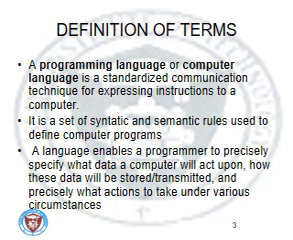Definition of terms. We are going to define what a programming language is. A programming language is a standardized communication technique for expressing instruction to a computer. You may also define it as a set of syntactic and semantic rules used to define computer programs. A programming language basically enables a programmer to precisely specify what data a computer will act upon, how this data will be stored or transmitted, and precisely what action to take under various circumstances.